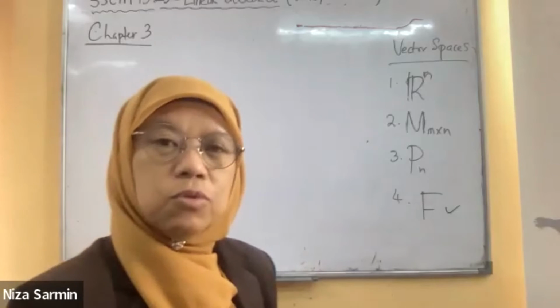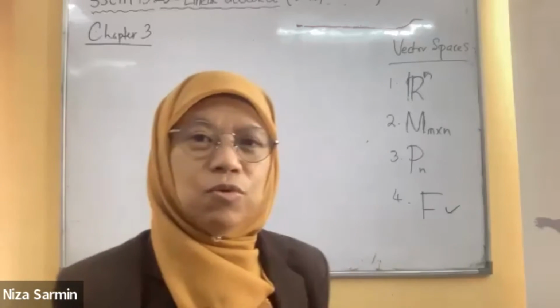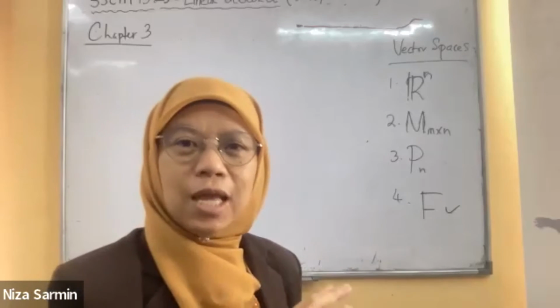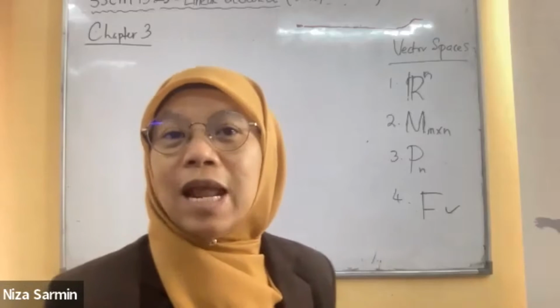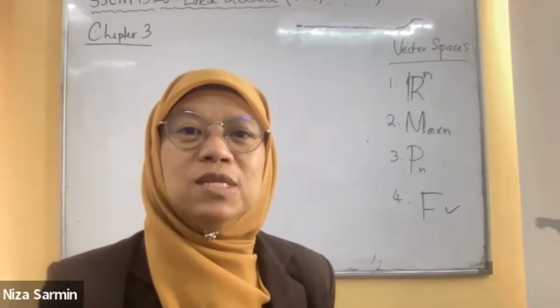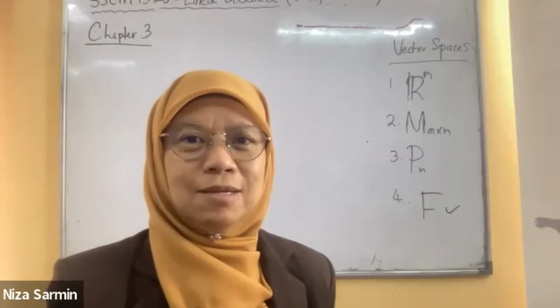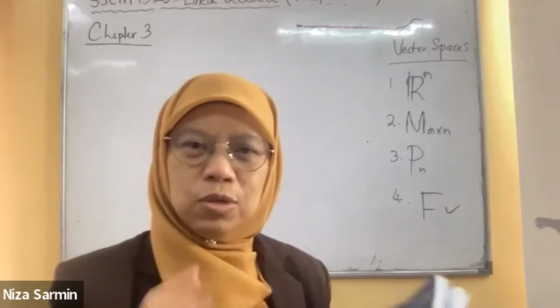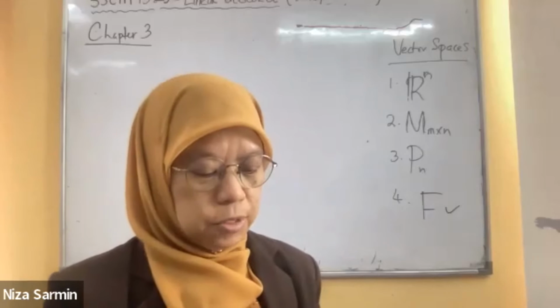For each of these, you have to know what the zero vector is, the negative of the vector, the regular operations, and multiplication by scalar. Sometimes we change the operation, so you have to follow through, and you have to know the 10 axioms.